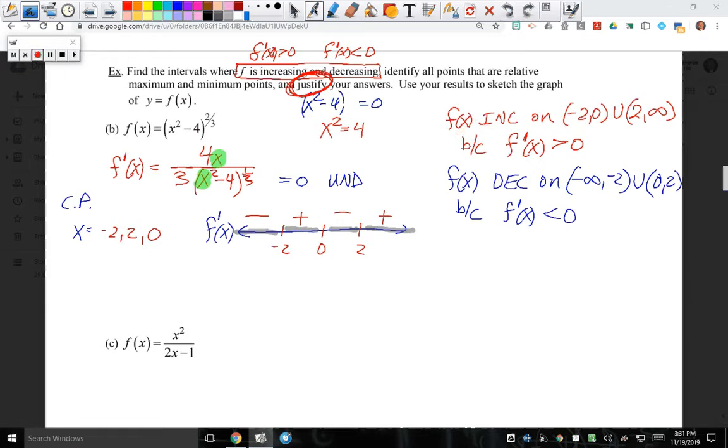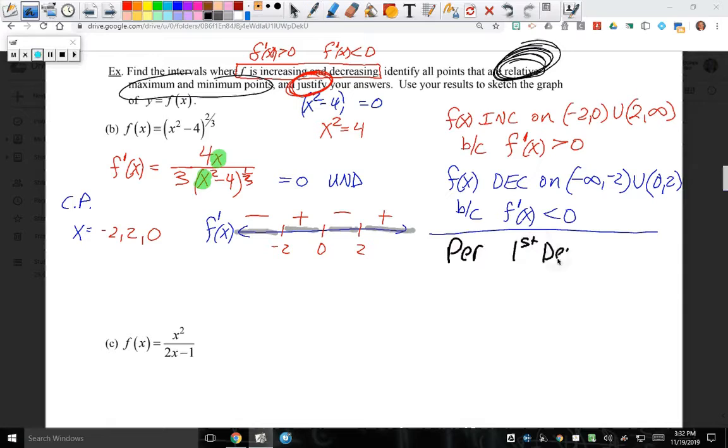Now let's talk about the maximums and minimums. How do I start this, Alec? To do the first derivative test. Yep, you got to say that right off the bat. So when you see these relative max and mins, we're immediately going to go to either the first derivative or second derivative test. We haven't learned the second derivative test yet, and the second derivative test uses the second derivative. We're not using the second derivative. So we're just going to say, like Alec said, per first derivative test.